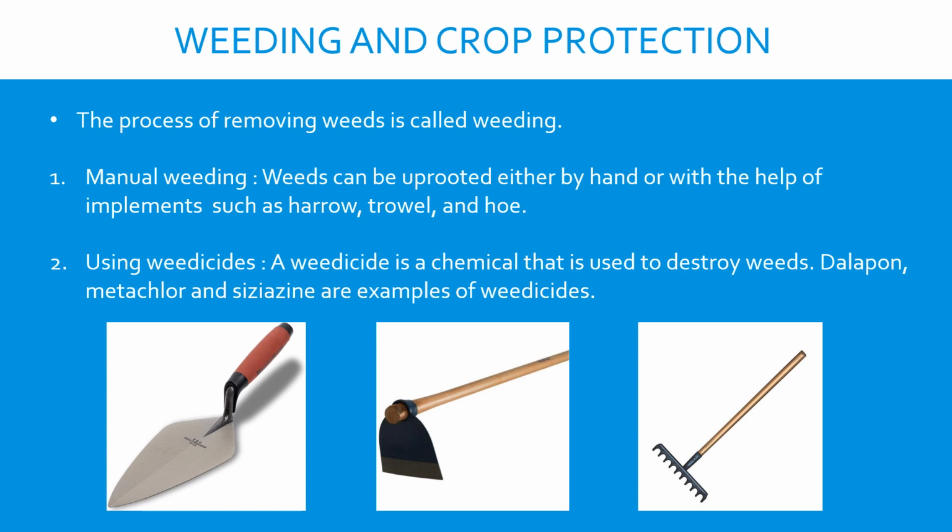Okay, and using weedicides. What is a weedicide? A weedicide is a chemical which is used to destroy the weeds. So weedicides destroy the weeds without affecting the crops. These weedicides don't affect the crop at all. They just destroy the weeds. Examples: 2,4-D, metachlor, and atrazine are examples of weedicides. Now these days natural, environment friendly weedicides are being used.